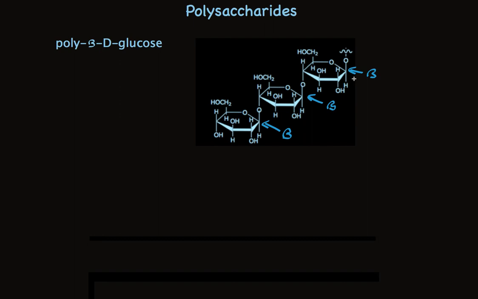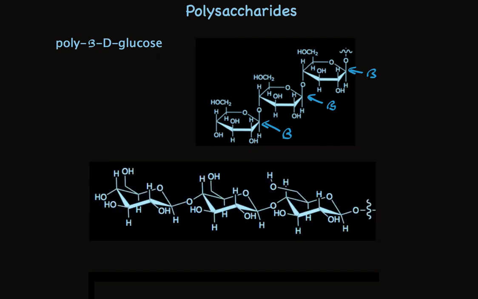But let's take a look at the chair forms first to take a better look at exactly what it looks like. Here it's represented in the chair form, and you can see, it doesn't look too different from the alpha stereochemistry. Except, for instance, this middle sugar would be sticking down rather than straight across. And that turns out to make a huge difference.